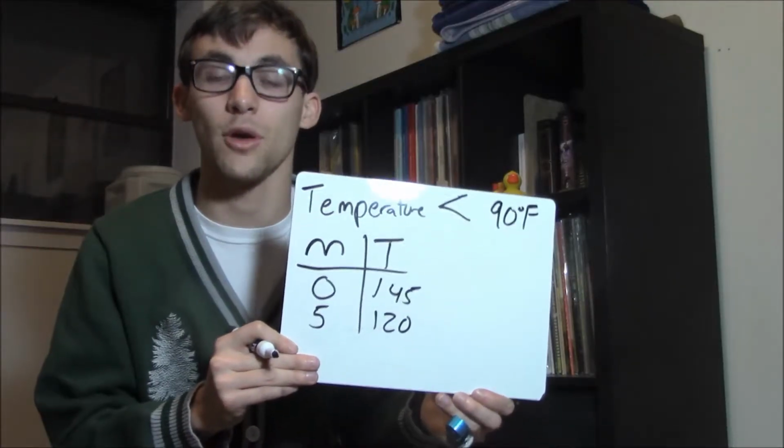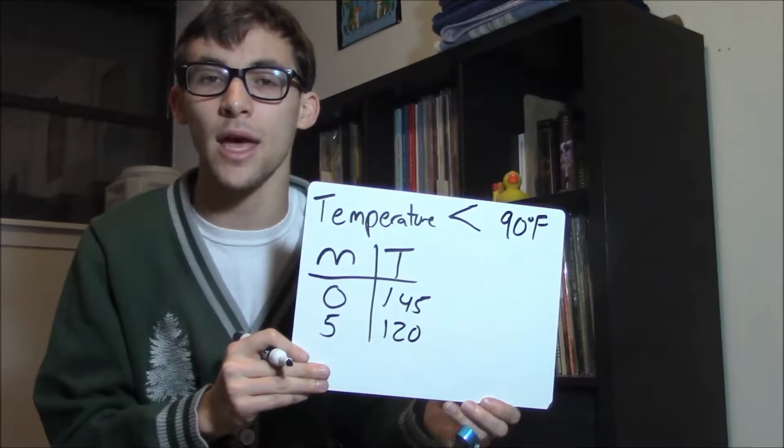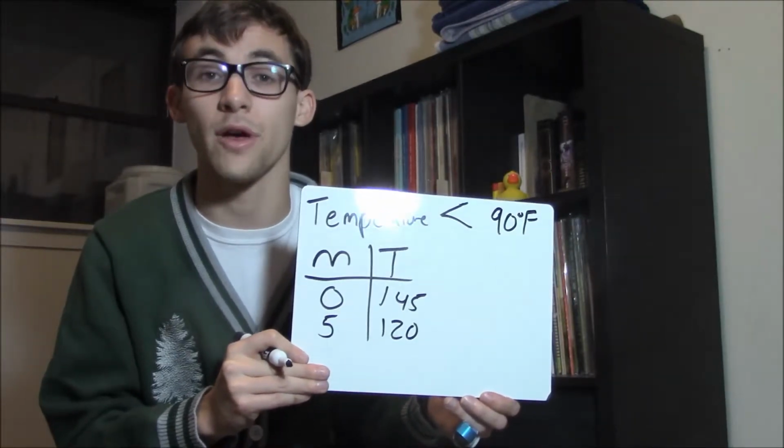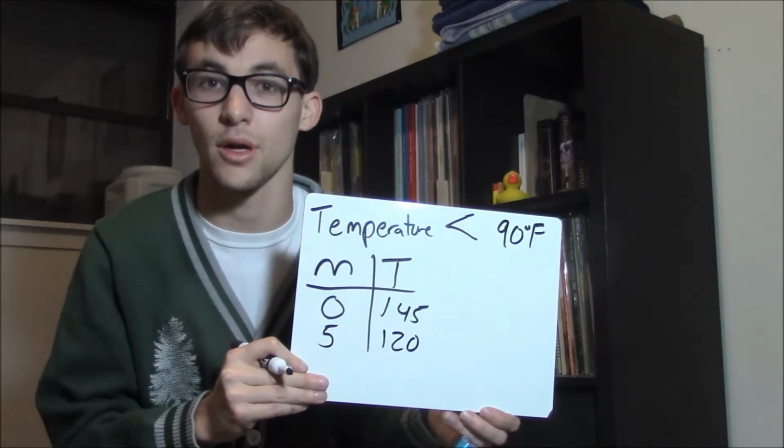Using this information, when I say go, silently and independently determine the slope of this scenario. You have 35 seconds. Go.